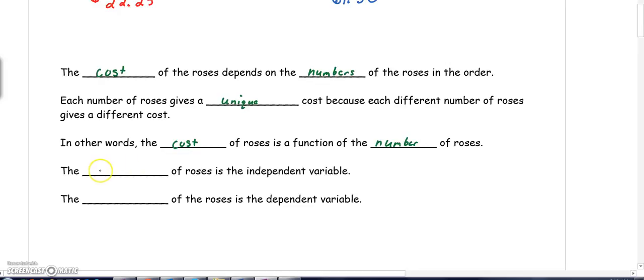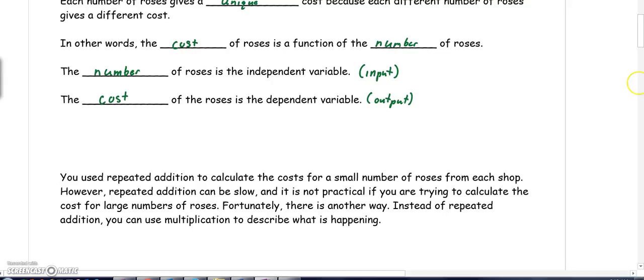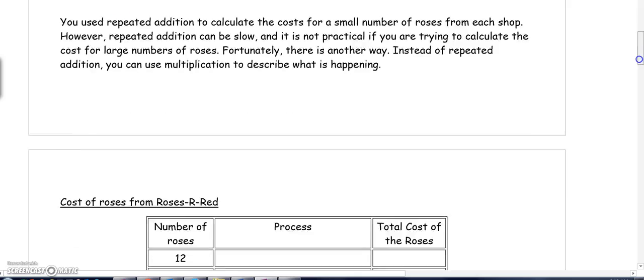So in this case, that means our number of roses is the independent variable, because it's going to be my input into the equation. My cost of roses is going to be the dependent variable, because it's what I'm getting out of my function rule. It's my output. So we could keep adding all the costs up every time, or we can create a table and make a function rule.